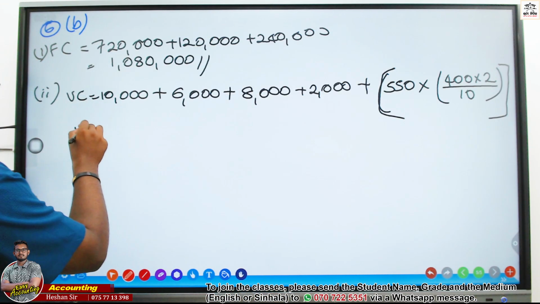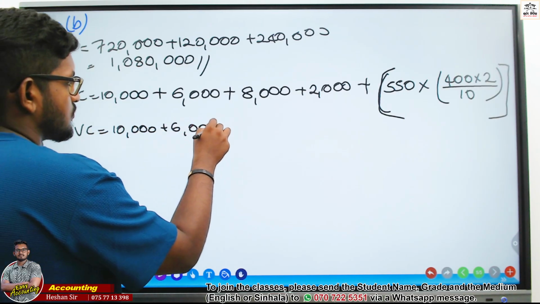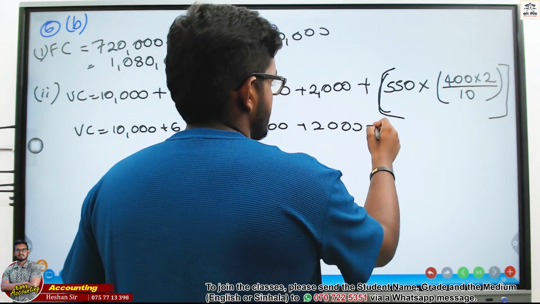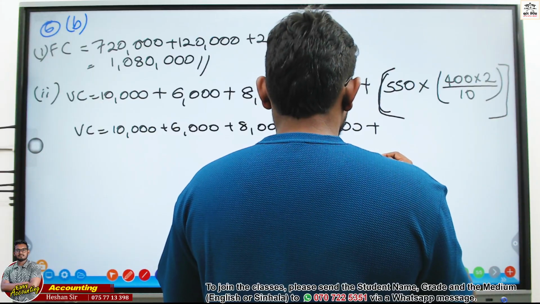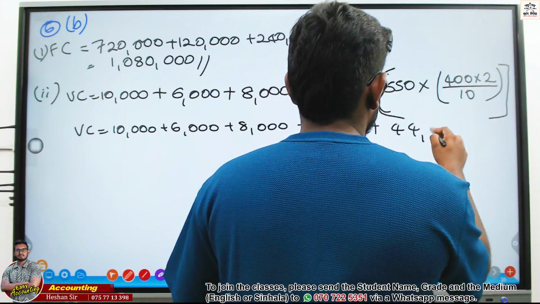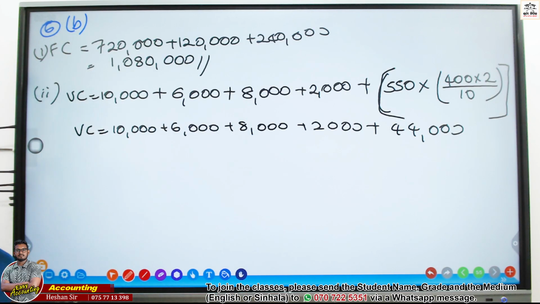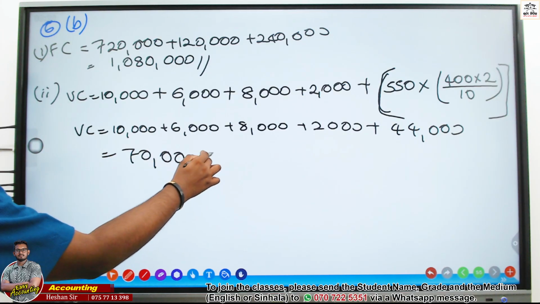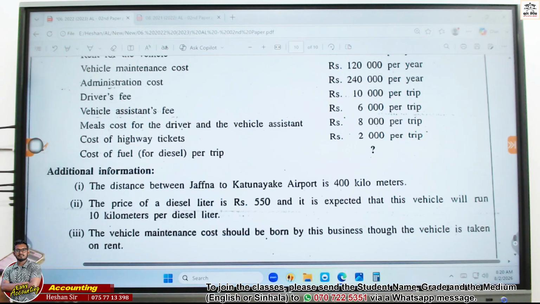Then variable cost you can take 10,000 plus 6,000 plus 8,000 plus 2,000 plus 80 multiplied by 550, that is how much? 44,000. Right? Then you will take 70,000. Roman number 3.